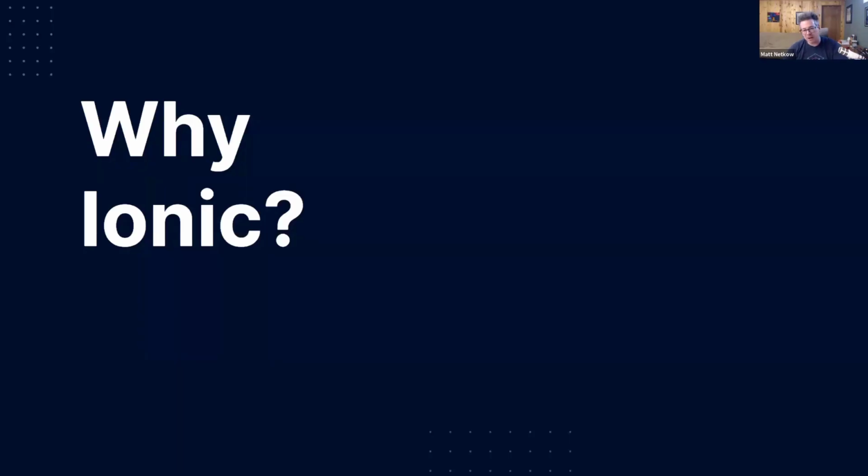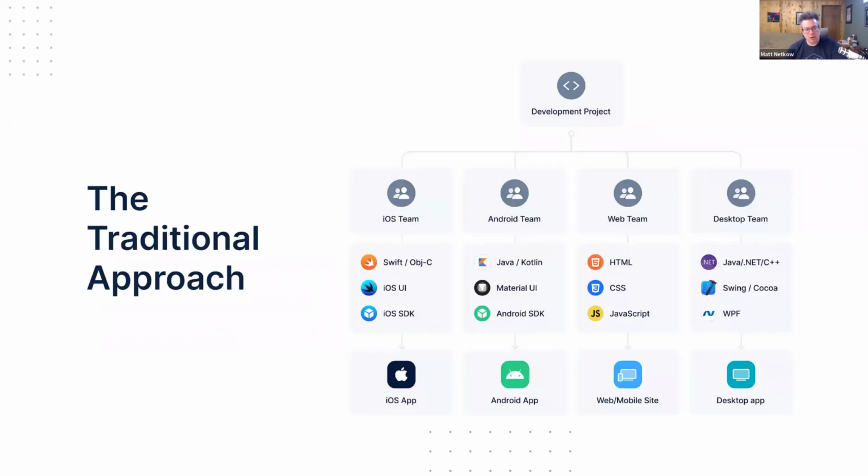So let's talk next about why specifically Ionic. What kind of problems do we help you solve in your app development journey and process? Let's take a look at what traditional app development projects are all about: the team makeup, the technologies, and how you deploy them. We see here in our little image that you typically have 3 to 4 different teams, depending on your needs and the platforms you're trying to deploy to.